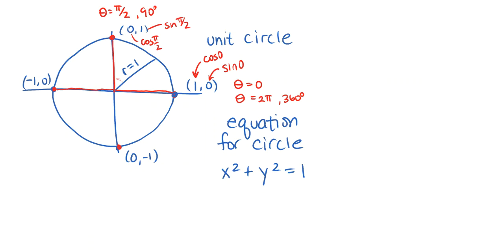Same idea here. Our angle would be pi or 180 degrees. Cosine of pi is going to be -1. Sine of pi is going to be 0. When I look here and I do a rotation from initial arm to terminal arm, theta is going to be 3 pi over 2, or 270 degrees, and the cosine of that will be 0, and the sine of it will be -1.